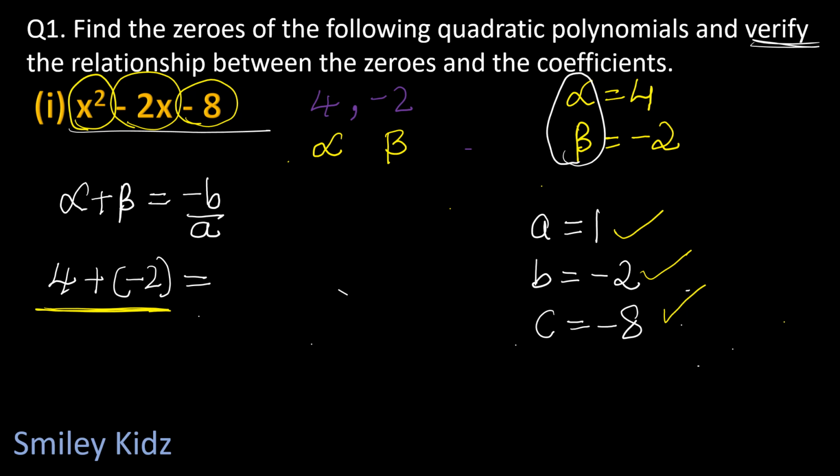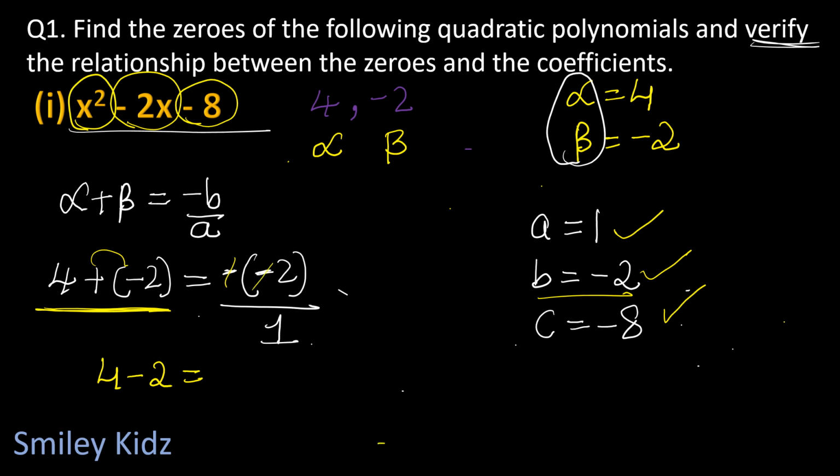Now, what is minus b? Here we know that the value of b is minus 2. So, it is minus of minus 2 upon a, which is 1, isn't it? Now, when we further solve this, we get 4 plus minus 2. Now, plus minus turns out to be minus, right? So, 4 minus 2 is equal to, here minus and minus get cancelled. So, we'll be left with what?